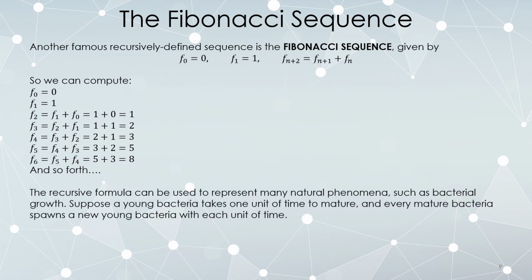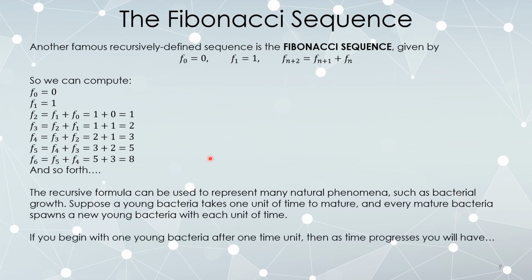So this recursive formula actually represents a lot of natural phenomena. It can be used to model growth of colonies of organisms like bacteria. So suppose, for example, a bacteria takes a single unit of time to mature, and every mature bacteria can spawn a young bacteria. So we have mature bacteria and young ones. Young ones can become mature, and mature ones can split off new young bacteria. So if you begin with one young bacteria as time progresses, you'll have one young bacteria.